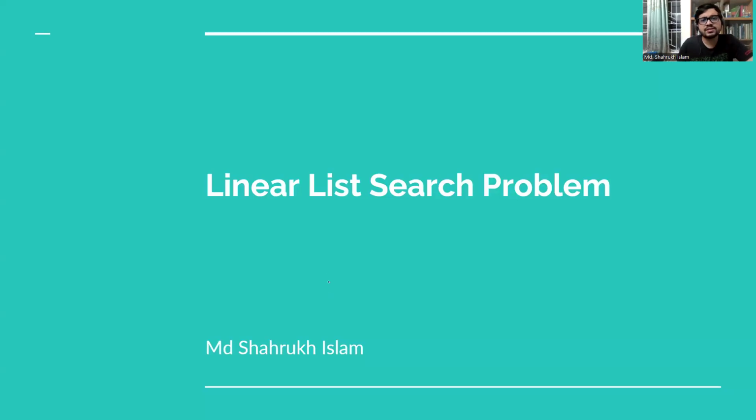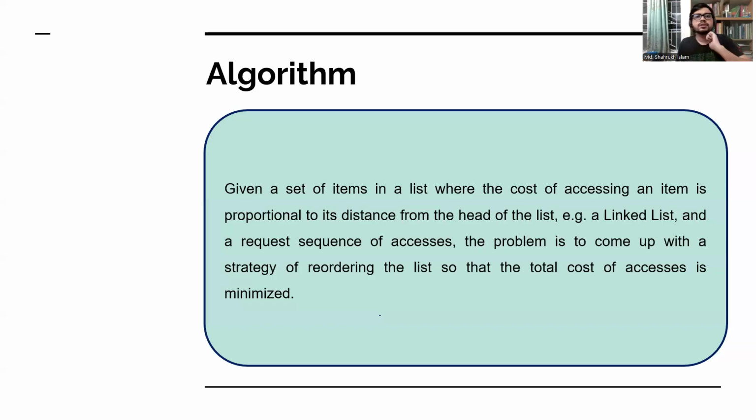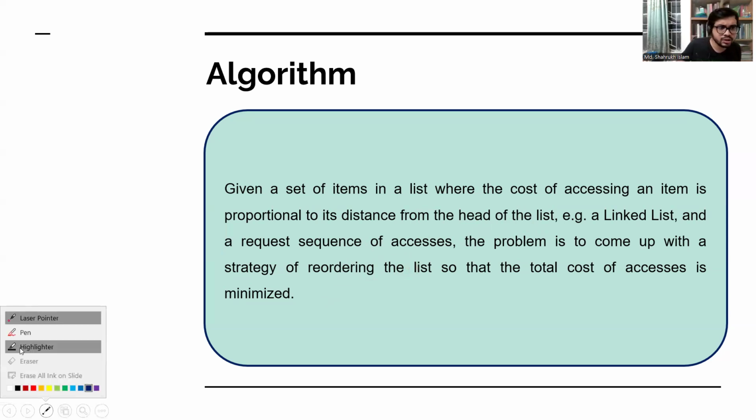So, what is the linear search problem? Given a set of items in a list, you can think of it as a linked list or something like that, where the cost of accessing an item is proportional to its distance from the head of the list. That means it is a linked list and a request sequence of accesses. The problem is to come up with a strategy of reordering the list so that the total cost of accesses is minimized. So let me visualize it.